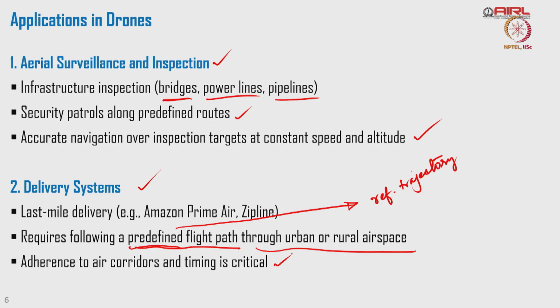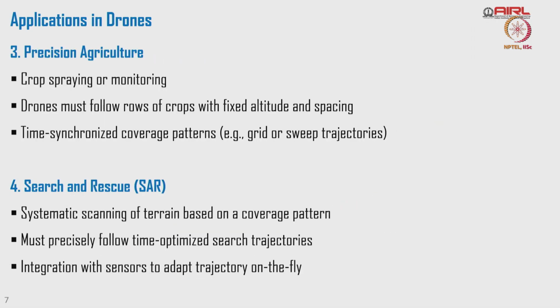So, it should be following proper air corridors which are assigned for the delivery system architecture and should not go here and there. So, for that also, following proper air corridors where the trajectories are predefined should be done. Okay. And timing is also critical for delivery, right. Another application can be taken as precision agriculture, where the drones are used for spraying or monitoring the crops. Drones must follow rows of crops with fixed altitude and spacing, so that it gets the best image to be analyzed later.